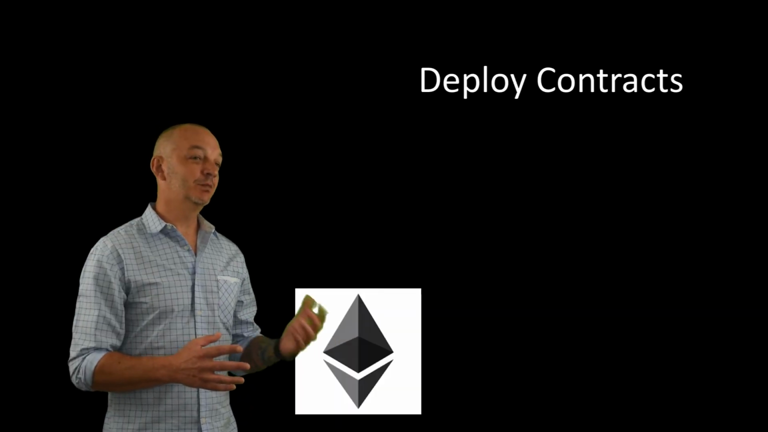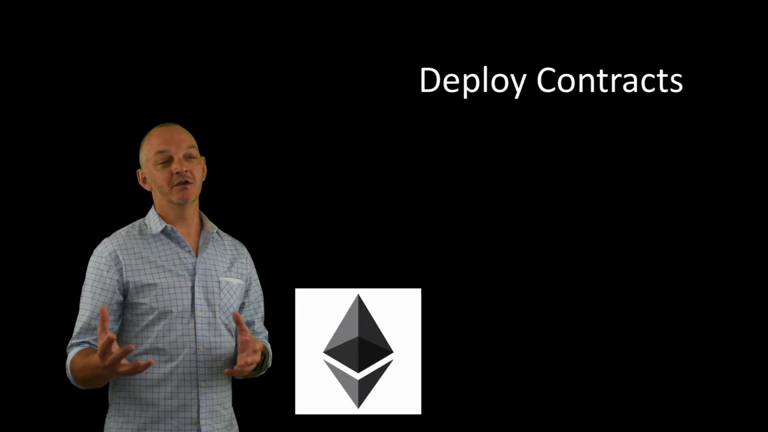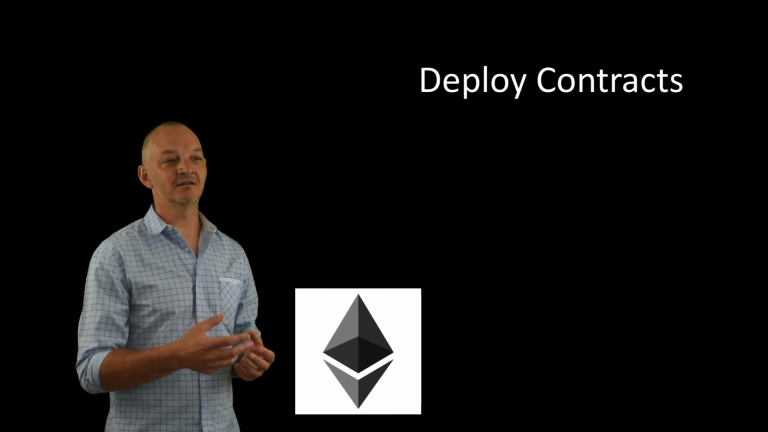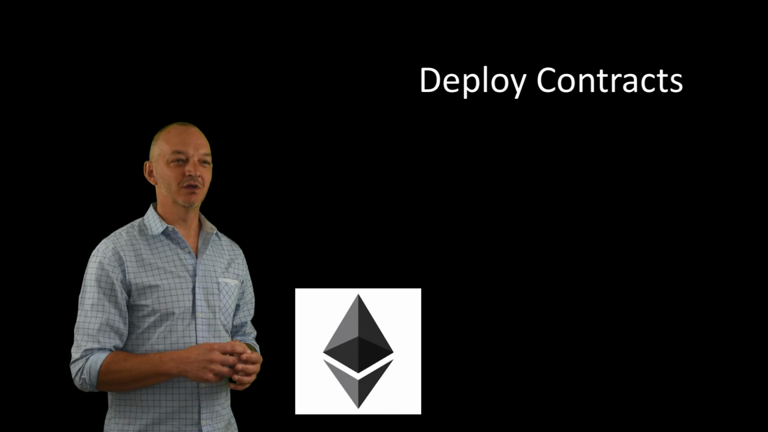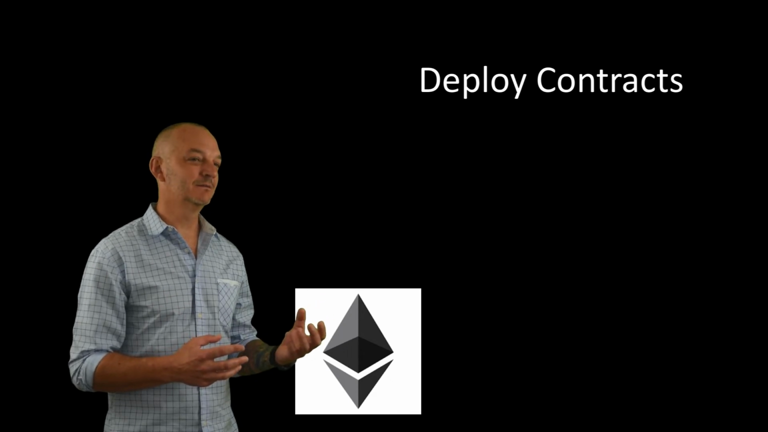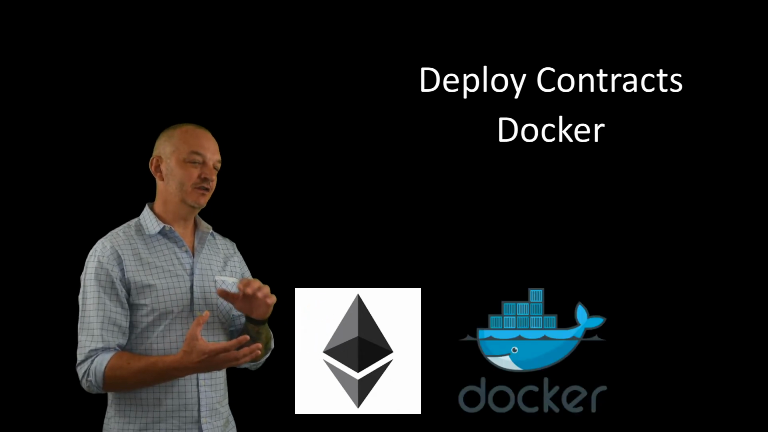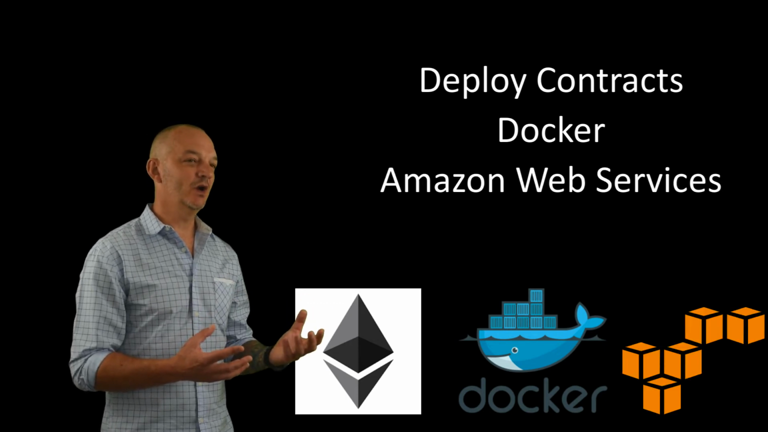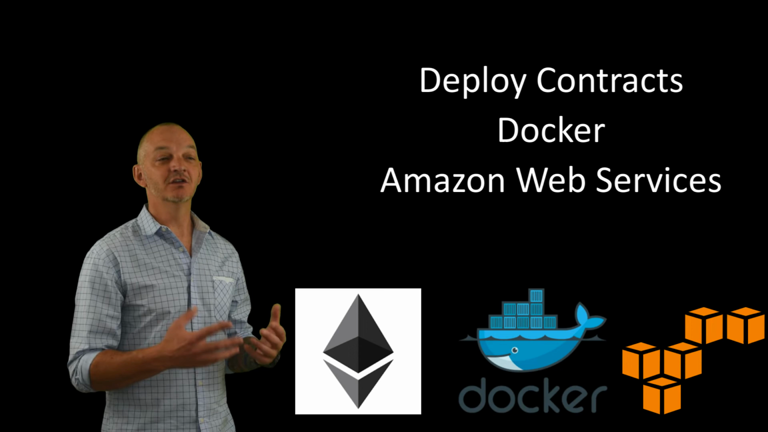You're also going to learn how to deploy your contract to the public Ethereum networks, and you're going to learn about a tool called Geth that acts as a client for interacting with that public network from your user interface. Our application itself is going to be packaged into a Docker file, and we'll be using Docker with Amazon Web Services, or AWS, to host our application.